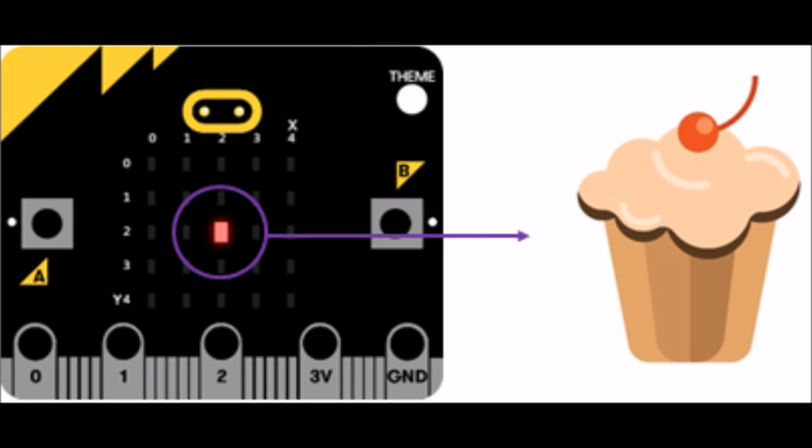For our game, the cupcake will be a light, an LED light, at the center of the screen. As we tilt the microbit, the LED light will move to the left, to the right, or up and down. Okay, let's look at a demo with a real microbit.